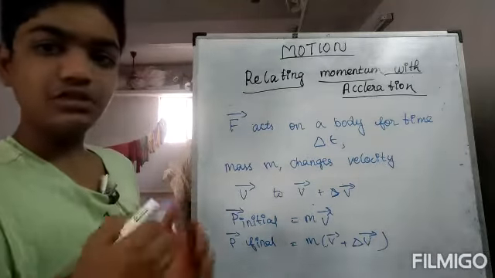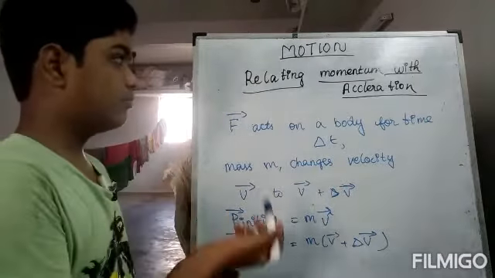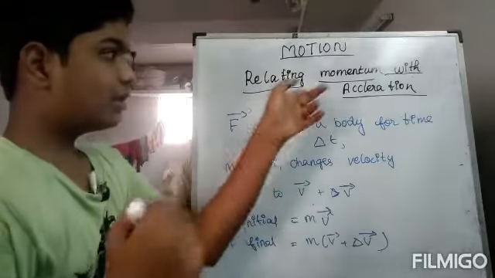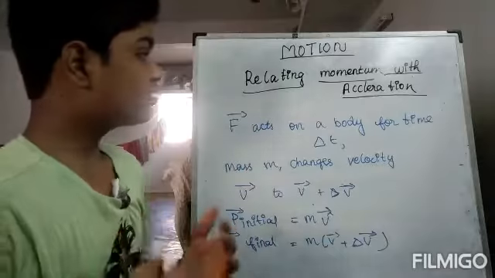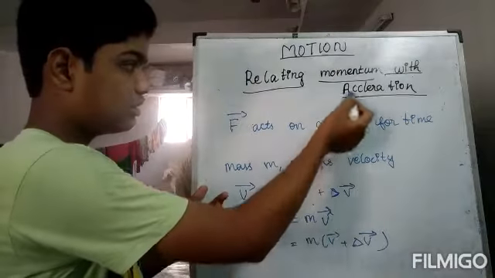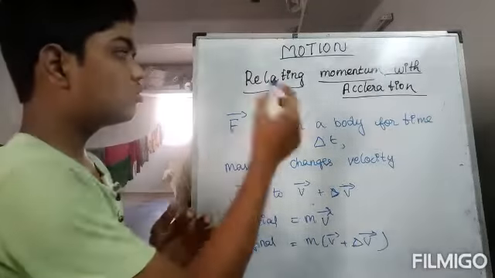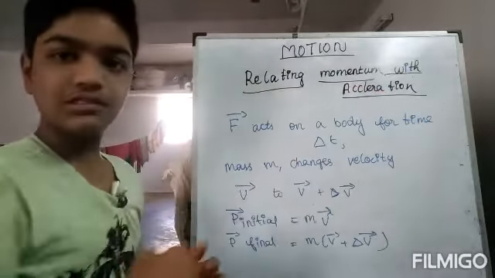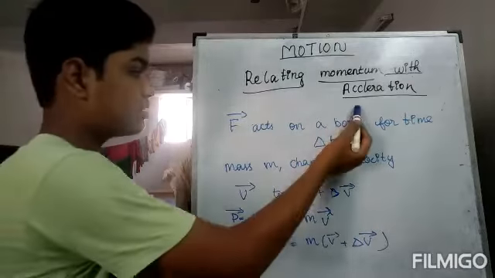In the last class, we described the second law of motion from the rate of change of momentum. Now, if the momentum changes, what would be the unit of momentum if velocity changes? So we are relating momentum with the acceleration. Acceleration means the rate of change of speed, that is called acceleration.